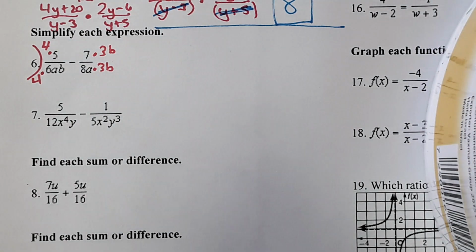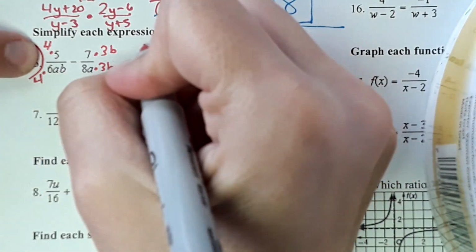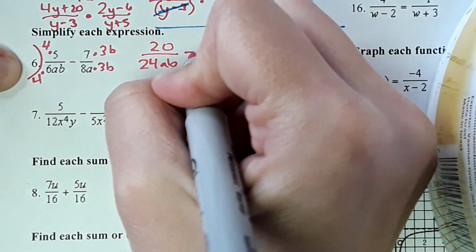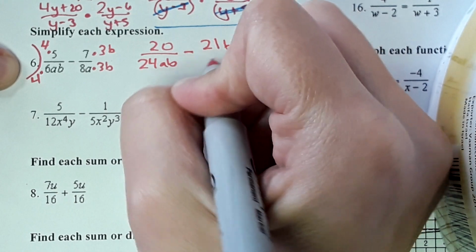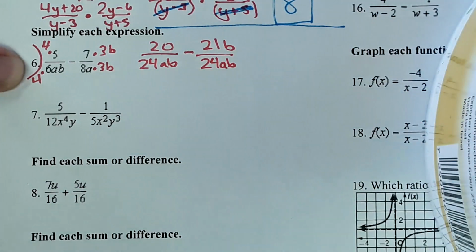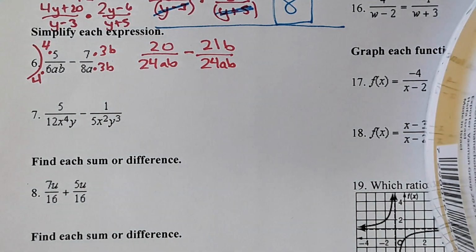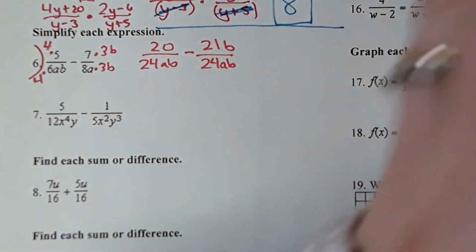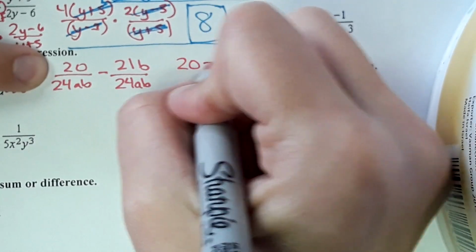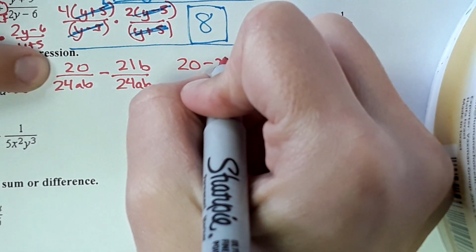Then we're going to rewrite this all out with the same denominator. 4 times 5 is 20 over 24ab minus 21b over 24ab. Last step, now that we have a common denominator, we can combine the top portion. There's nothing we can do to simplify that, but we're just going to put it together.